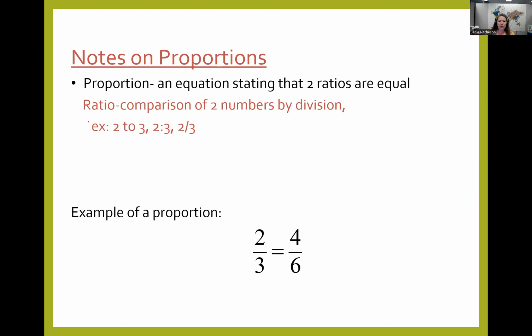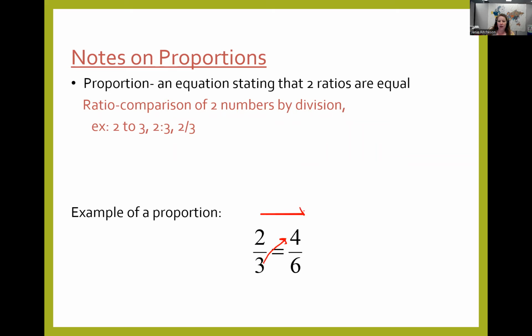All right, so notes on proportions. Basically, a proportion is an equation that says two ratios are equal. So these two ratios have an equal sign between them, which means these form a proportion, or we could say these are proportional. One way to tell if two ratios are proportional is you can cross multiply.